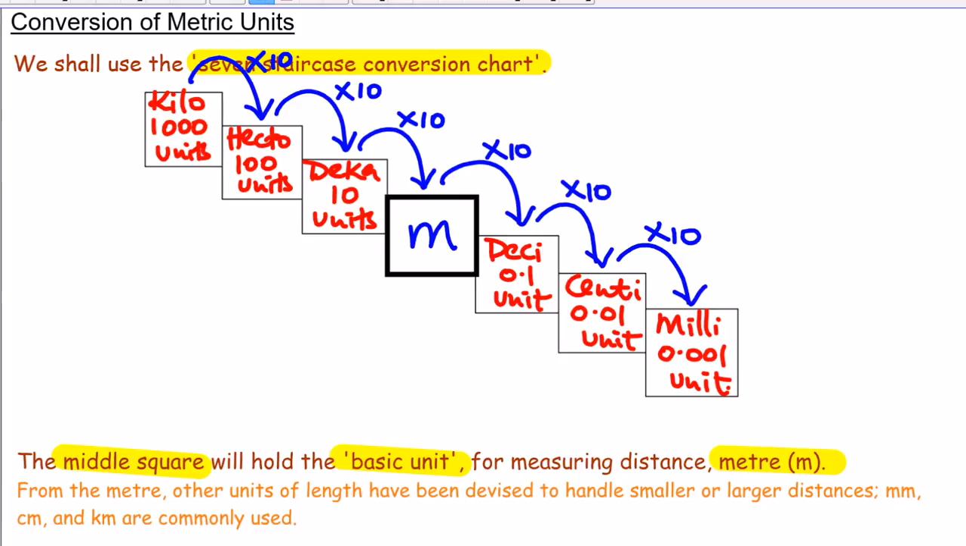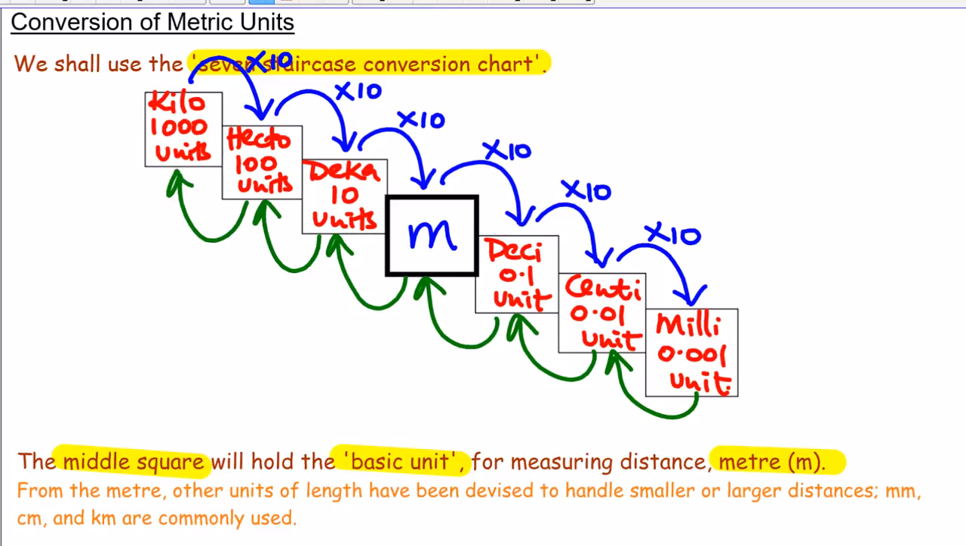Now, to convert to a larger unit, which means you're going up, divide by 10 each time you go up a step. So which means that will be divided by 10, divided by 10, all the way up. So that's divide by 10, divide by 10. So in the next page, I'll explain how we can use this chart to convert into these units.